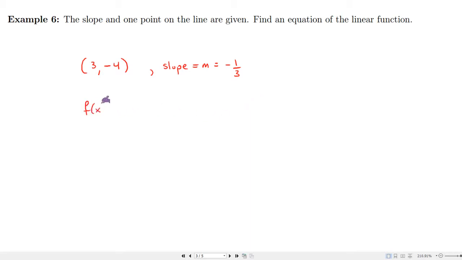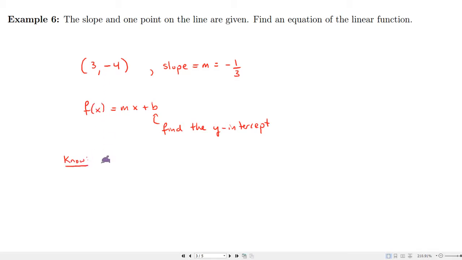So f of x would be mx plus b. Now we know m already, so we just have to find this, the y-intercept. What information do we have? Well, we have m, but we also know that this point is on this linear function, so we can substitute all this information in. So what do we know?